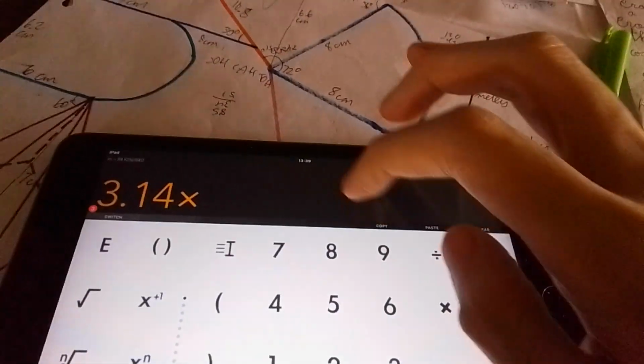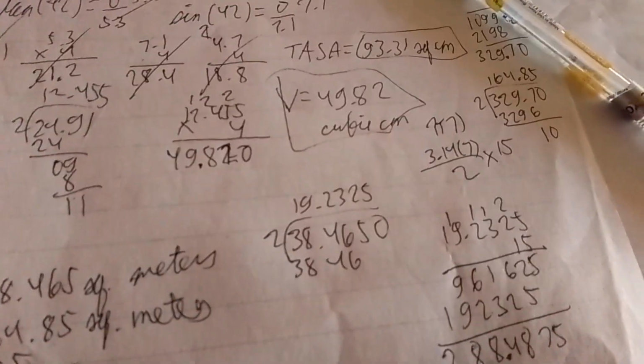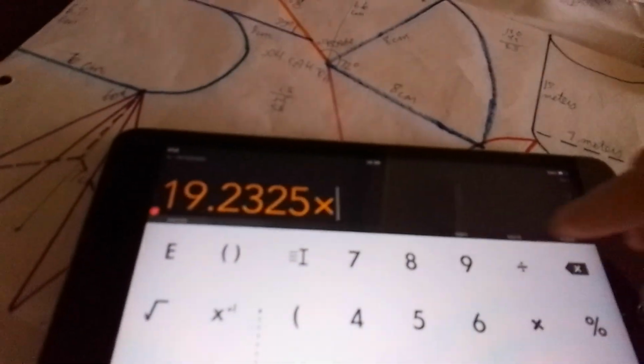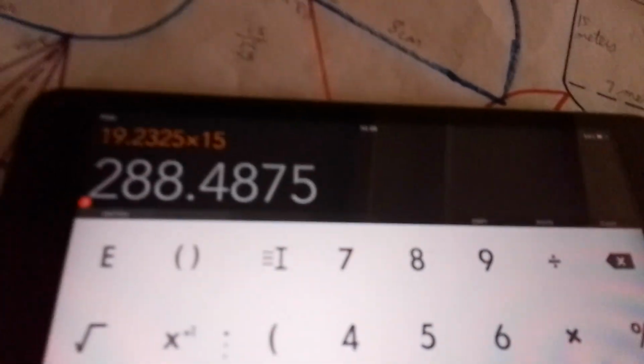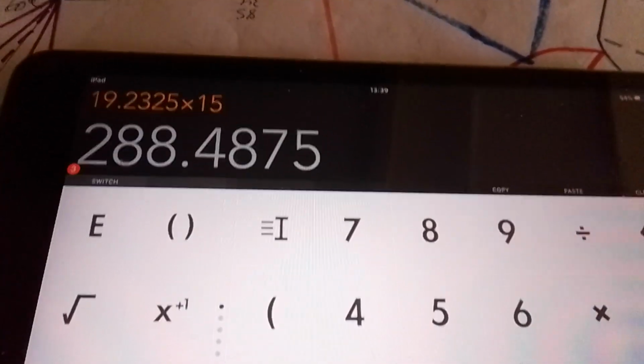Let's see if it makes sense. Remember the area of one circle, right? Yes, we should get that answer. And then with that answer, we multiply that by 15. So we should get this answer. And that's it. Now let's get to drawing.